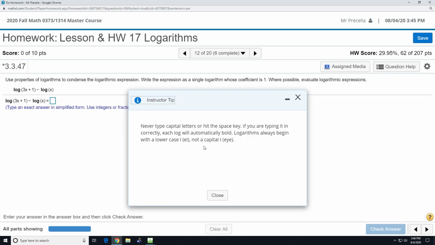Now, you'll notice I've started on these problems. When you're doing them, you'll be seeing these little warnings. Never type capital letters or hit the space key. If you're typing it incorrectly, each log will automatically bold. Logarithms always begin with a lowercase l, E-L, not a capital I, E-Y-E. Okay? That's well said, Tony. I actually struggled with how to word that.